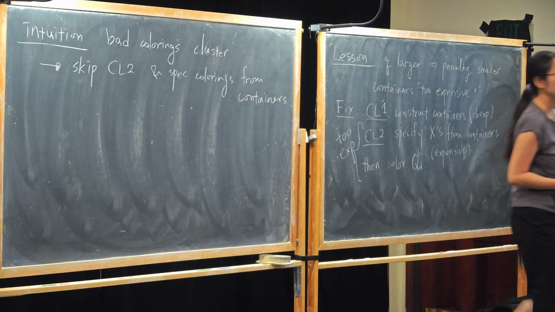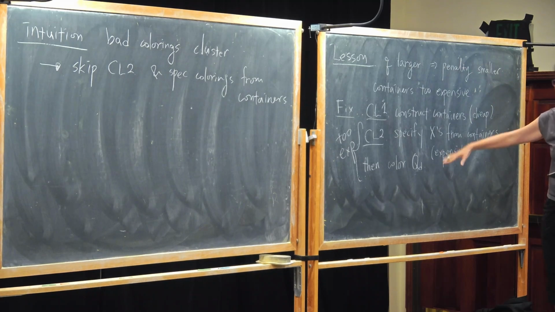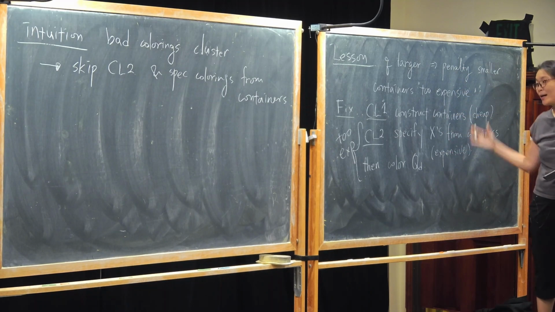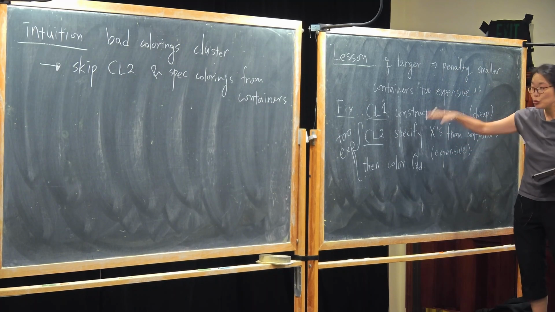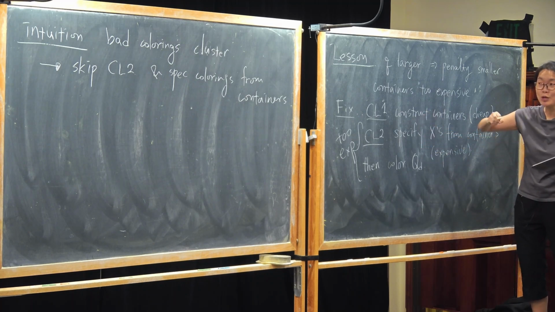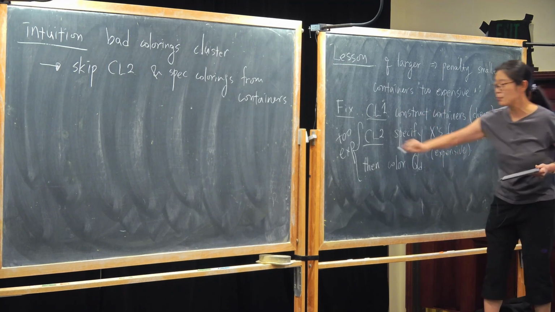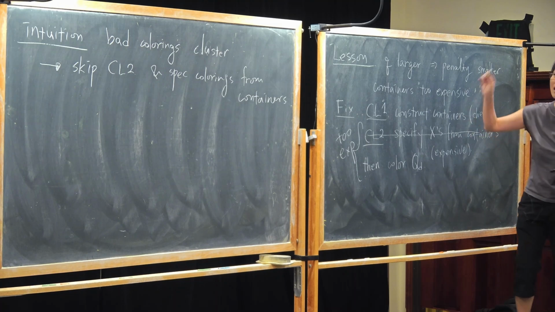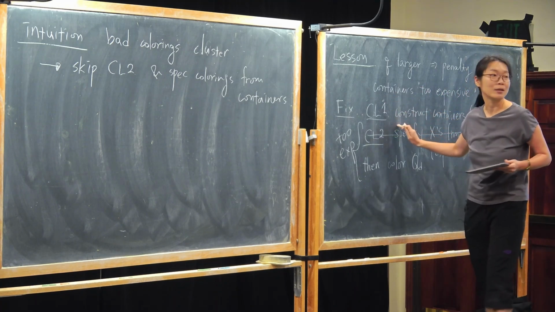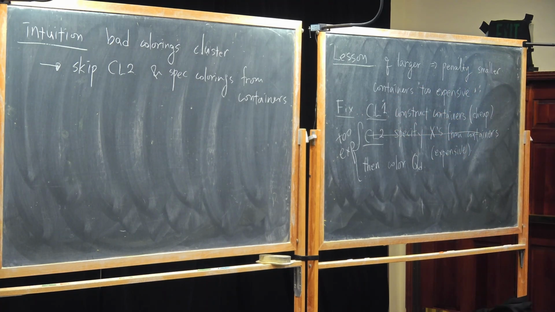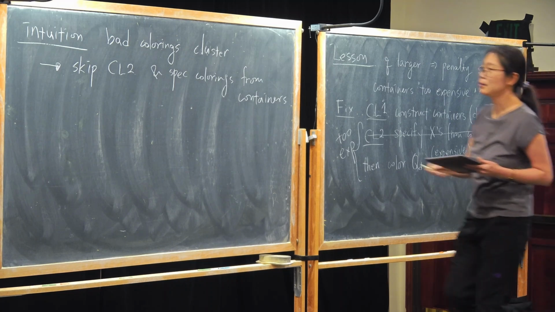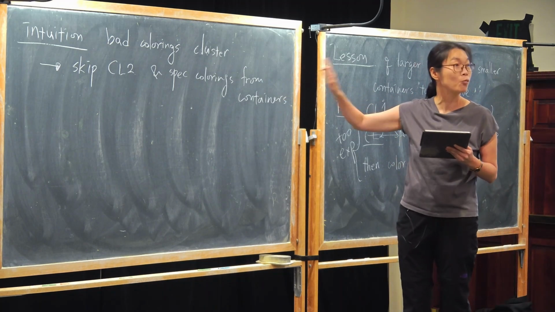So this is our plan. Again, in this previous plan, specifying X and then coloring, so doing this step in 2 steps is too expensive. So our plan is to skip the second lemma part and then specify colorings directly from the container. This is our plan. And to implement this idea, we need some formal setting.